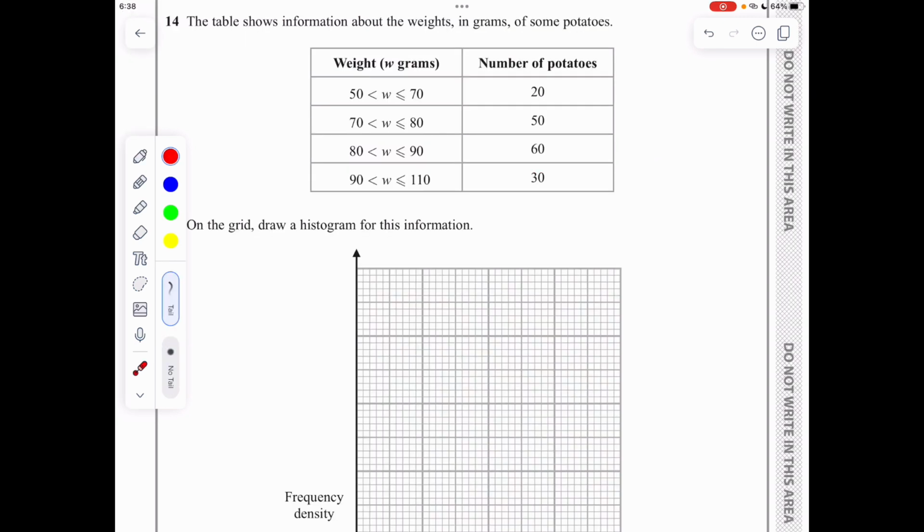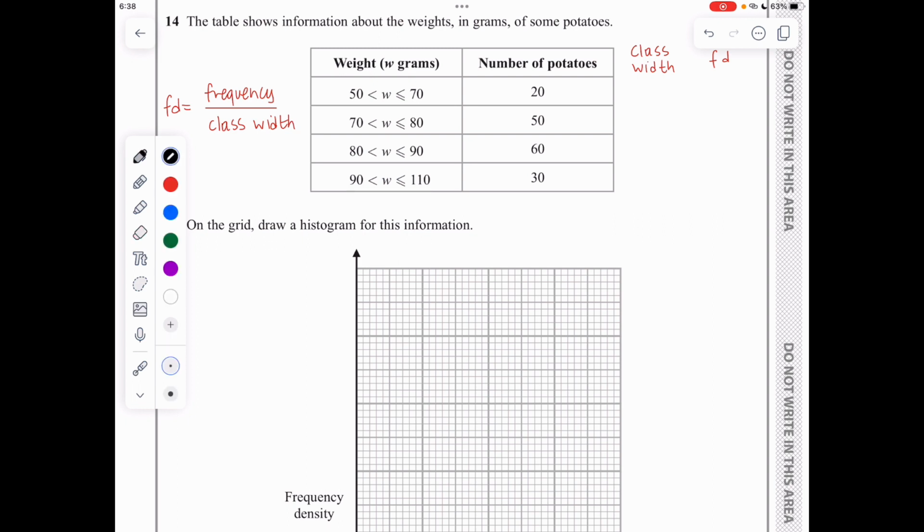In 14, we're given in the table here the weight in grams of some potatoes. Obviously, it's a grouped frequency table. We've got the first class going from 50 to 70, then 70 to 80, and so on. And we need to draw a histogram for this information. Now, in the vertical axis of the histogram, it's the frequency density. And let's start by reminding ourselves that the frequency density is simply the frequency divided by the class width. So I could actually draw up a table here. It's the class width and the frequency density.